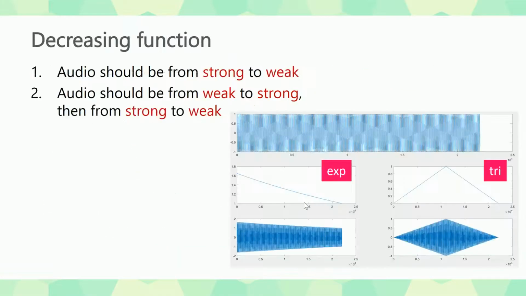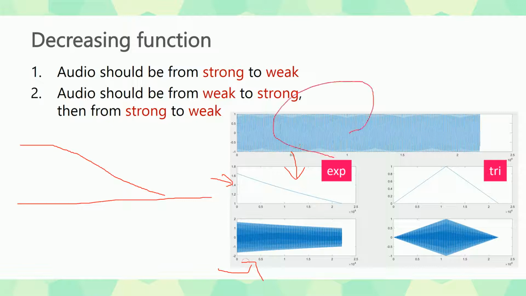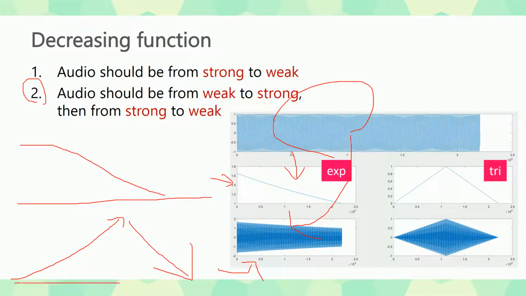And then every signal shifts from strong to weak, like this one, like our voice goes from strong to weak. So we can use this decreasing function, like its potential, and the function will be like this one, from here to here. Or we can use the second way, where the audio goes from weak to strong, and then from strong to weak, like a triangle function here. So we can take our original signal and multiply by the triangle window. Then the output should be this triangle signal.